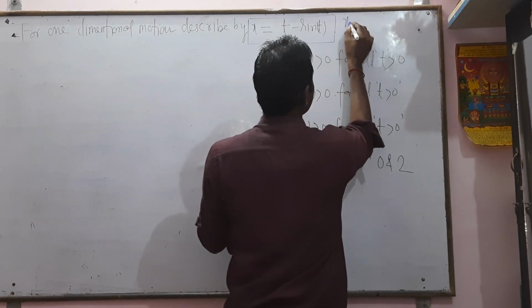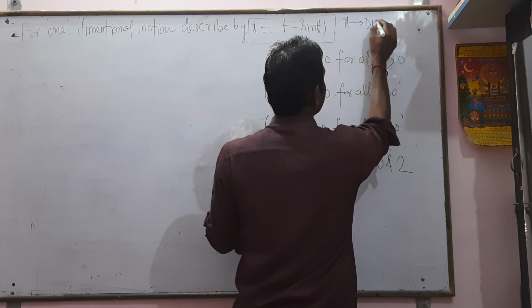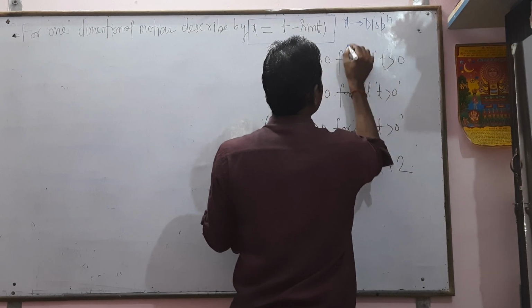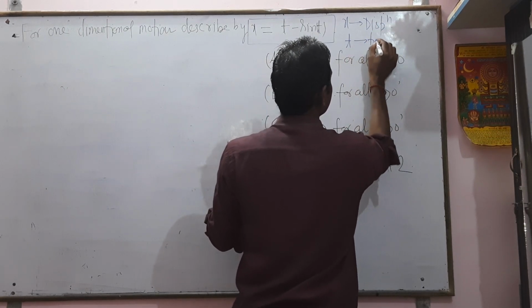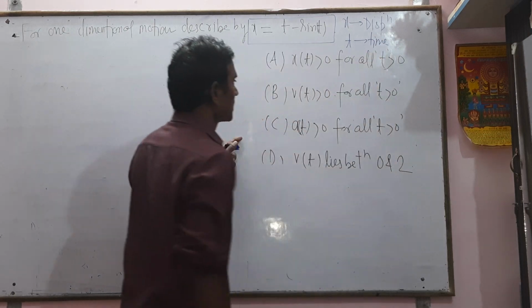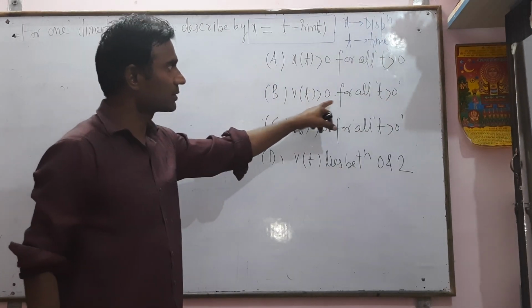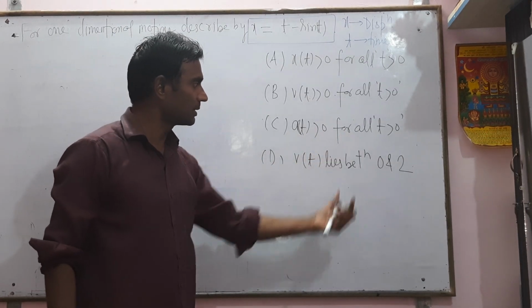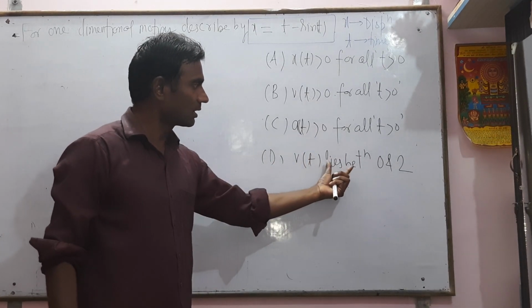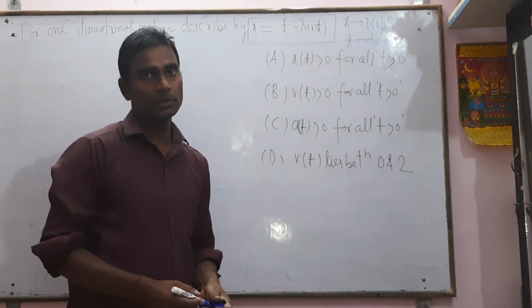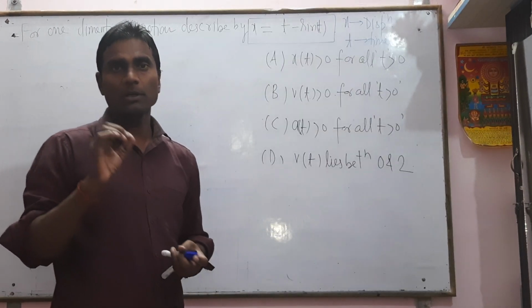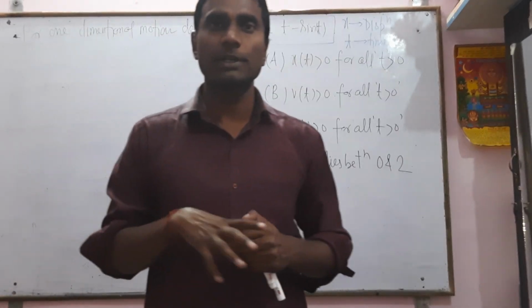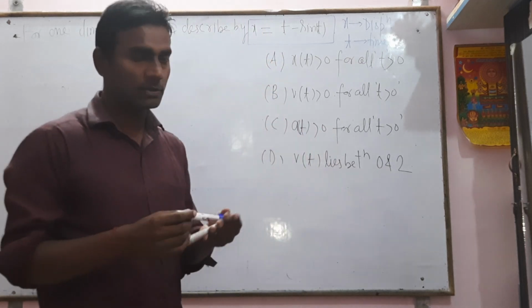The other options are: velocity is positive for all t positive, acceleration is positive for all t positive, and velocity lies between 0 to 2. So this question may have more than one correct option.